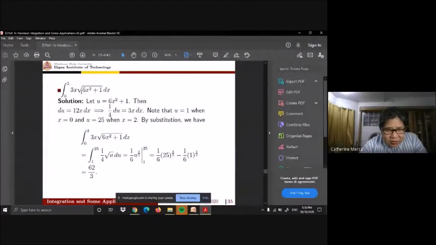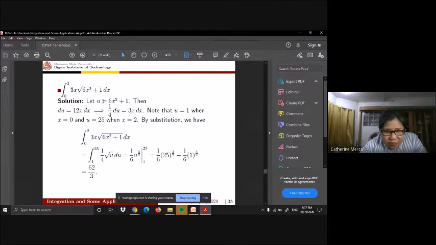Meaning to say, we can replace the 3x dx by 1/4 du, and the 6x squared plus 1 by u. So u is your 6x squared plus 1. Then why do you have 1 over 4 here? Because your 3x dx is 1 over 4 du. And then again, when you go back to u, the limits you use should be the values we obtained for u.